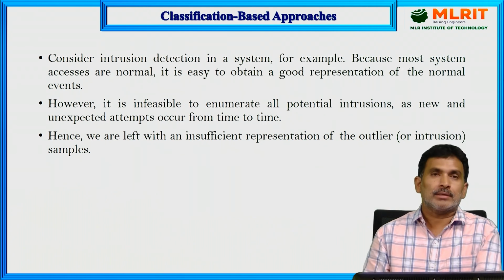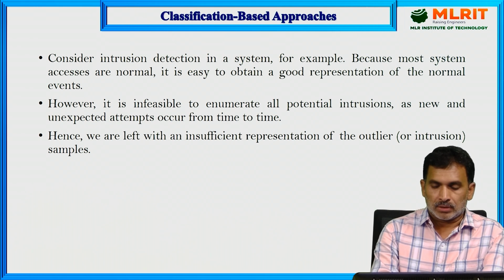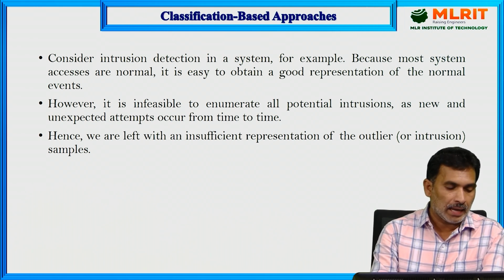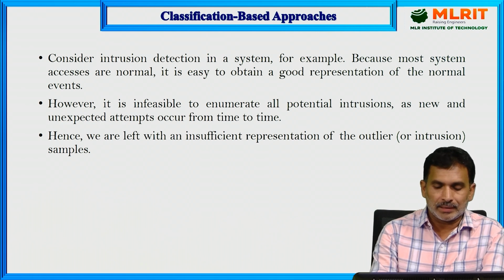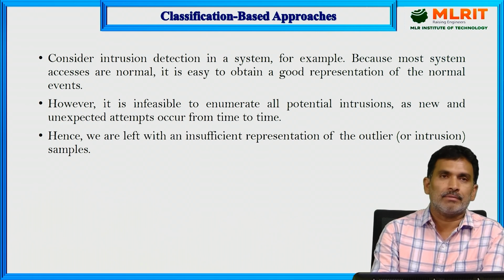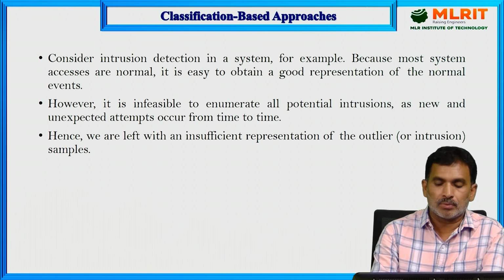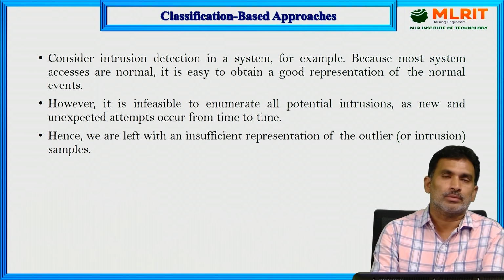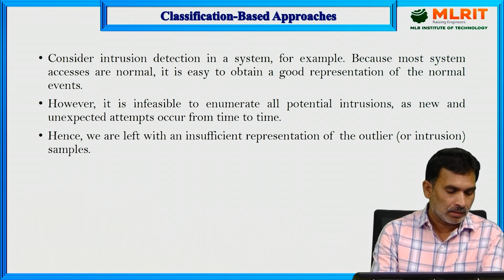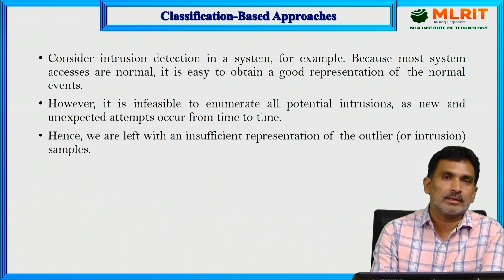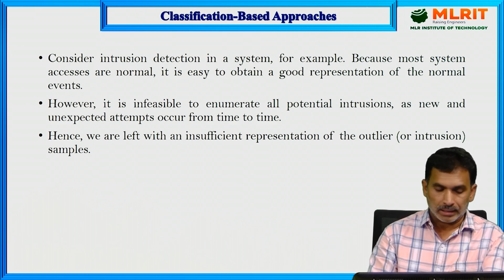Consider, for example, an intrusion detection system. Because most system accesses are normal, it is easy to obtain a good representation of these normal events. However, it is infeasible to enumerate all potential intrusions as new and unexpected attempts occur from time to time. Hence, we are left with an insufficient representation of the outliers or intrusion samples.